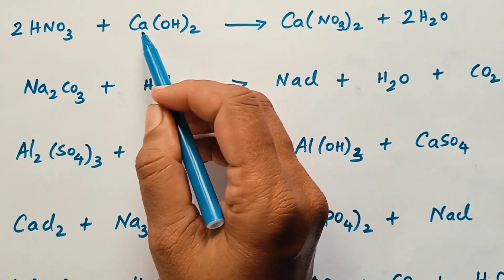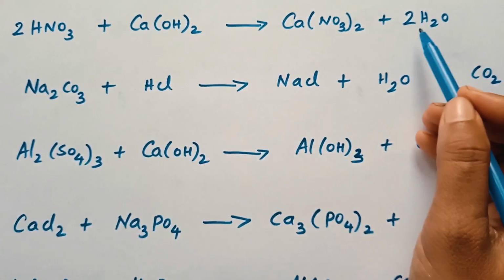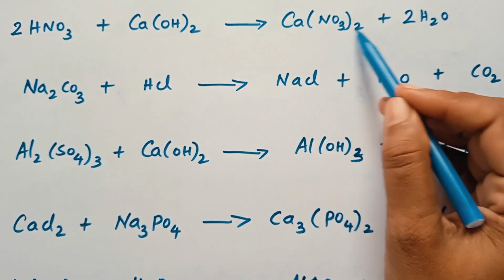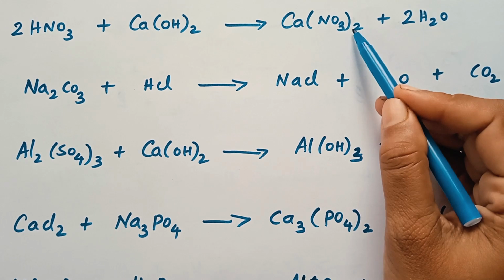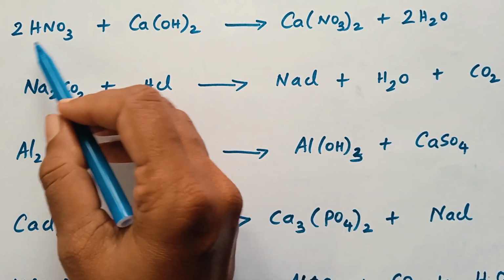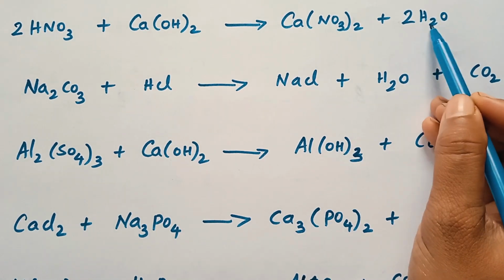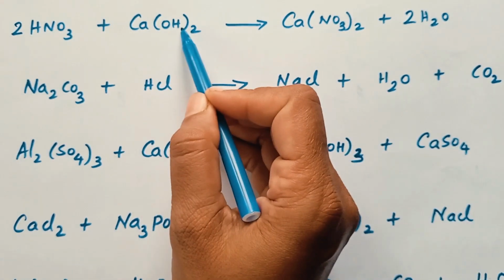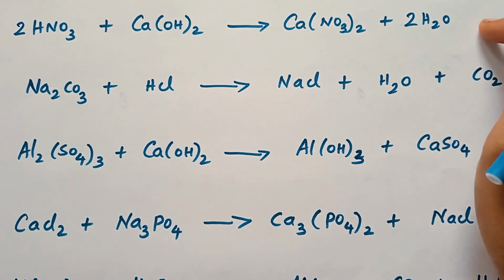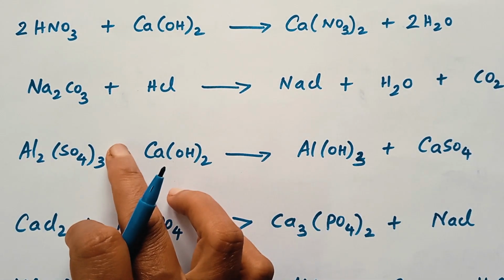Now check for everything. Calcium is 1, hydrogen is balanced, oxygen is 6, here also 3 into 2 times is 6. Oxygen is 6 plus 2, 8. Here also 6 plus 2, 8. Hydrogen is also balanced with 4 here and here also 2 and 2, 4. Okay, the equation is balanced. Now we'll go for the next one.